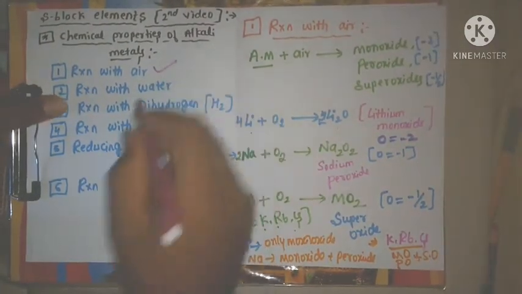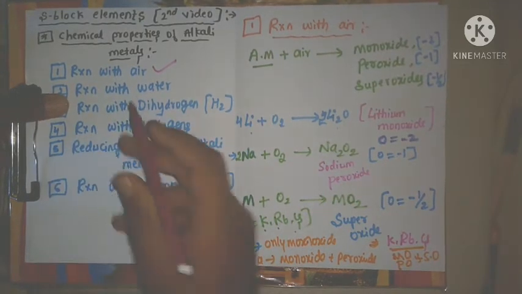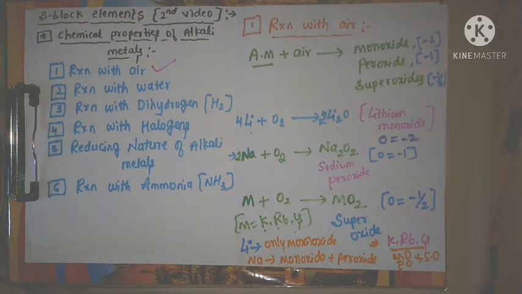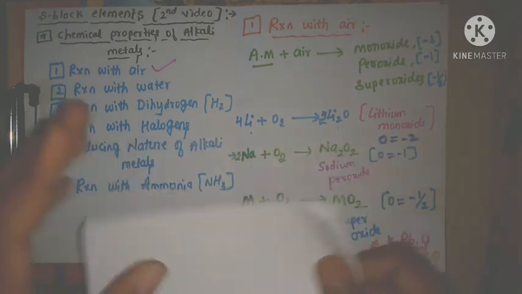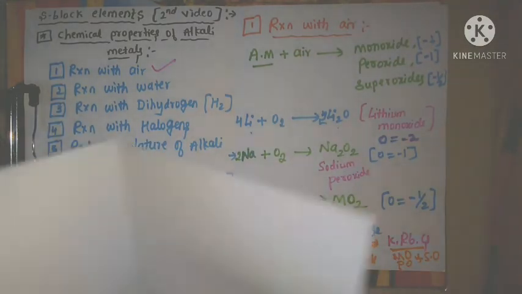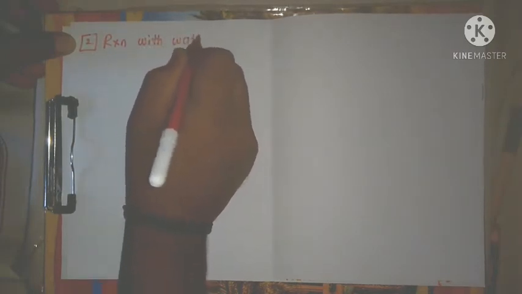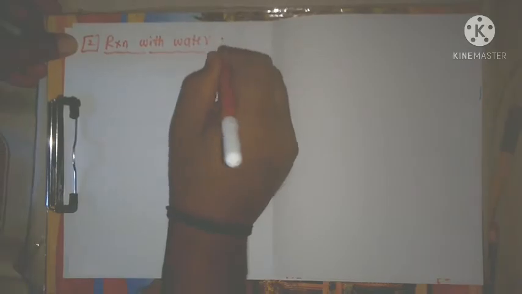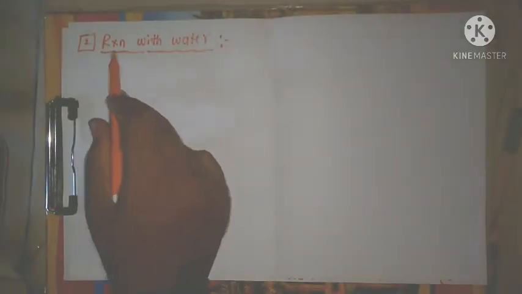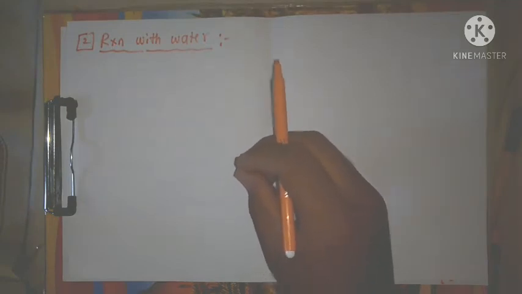The first one is over. The second one is the reaction with water. Write down the second heading: reaction with water. Now we are going to discuss how the alkali metals react with water and what products are formed in the reaction.